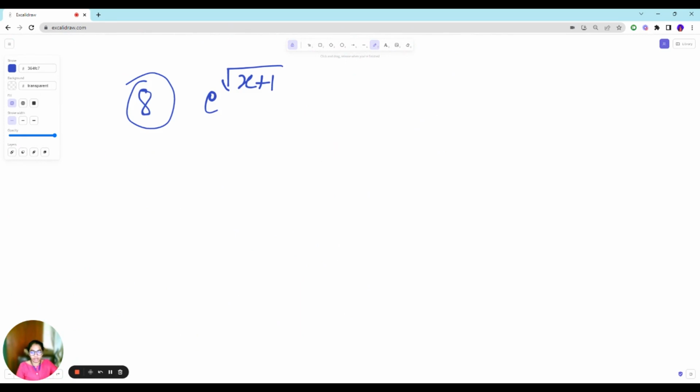Yes? Now, our eighth question is, find the derivative of e power root x plus 1. How do you find the derivative of this? First, write down d by dx of e power root x plus 1 is equal to e power root x plus 1 itself. Next, what do you do? What does the chain rule say? Differentiate root x plus 1.